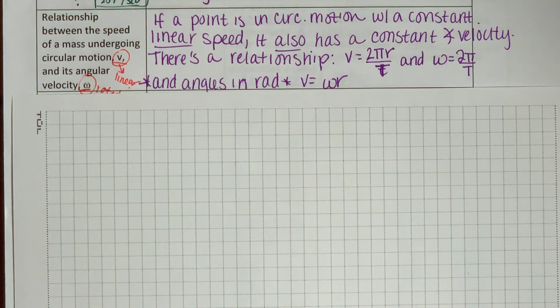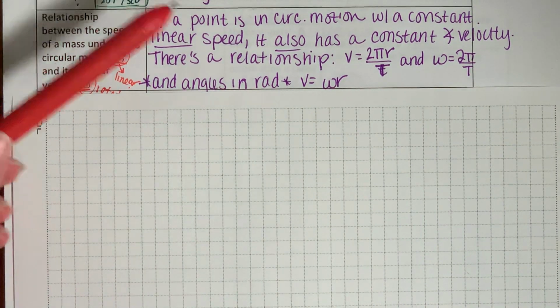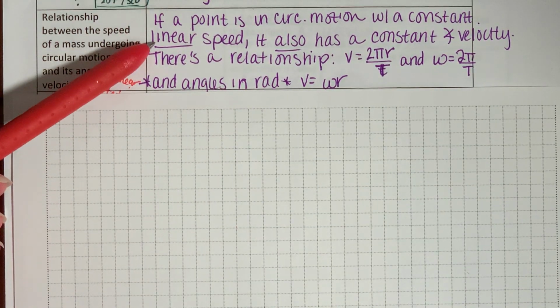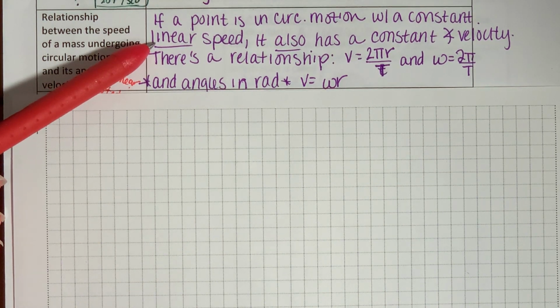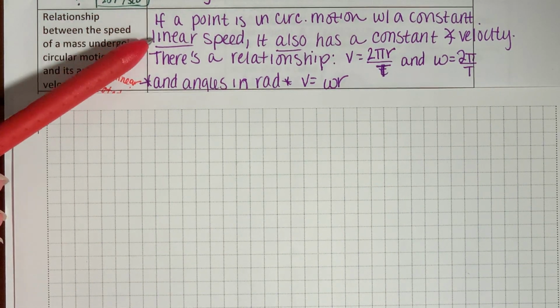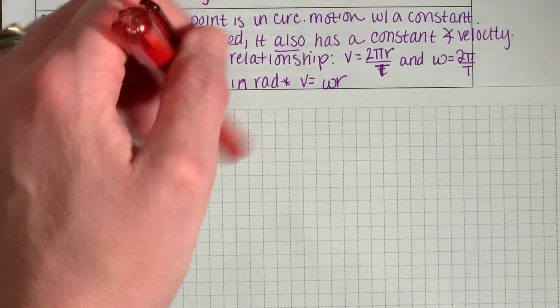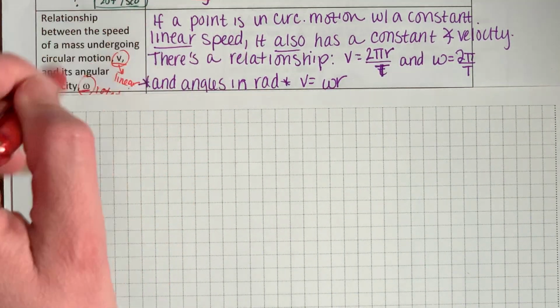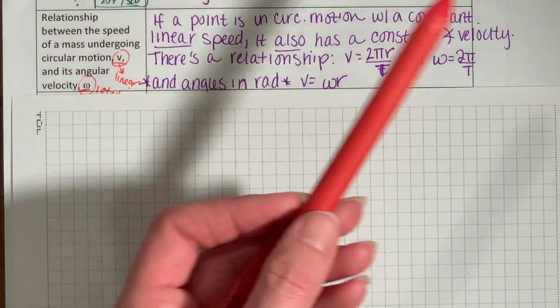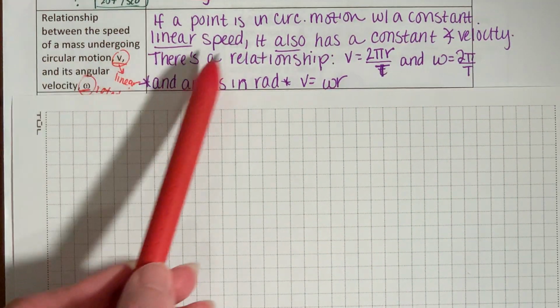Basically what I want you guys to remember from this is we say if a point is in circular motion with a constant linear speed, it also has a constant angular velocity. So think about that. If a point is in circular motion, so something moving around in a circle, with a constant linear speed, it also has a constant angular velocity. So there is a relationship.